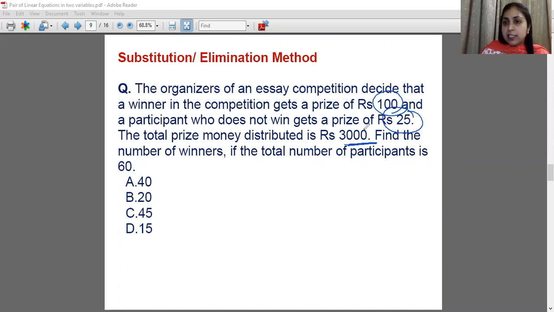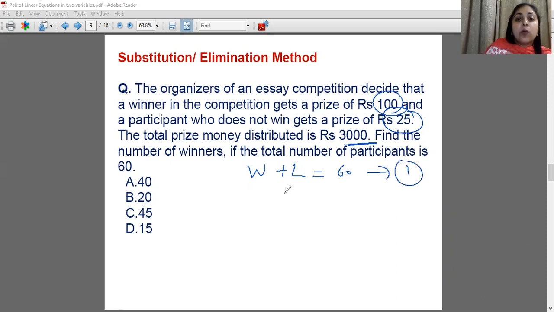So we have some winners and some losers in the essay competition. If I take W for the number of winners and L for the number of losers, then the total number of participants is 60. This is my equation number 1, right? Now, each winner will get 100 rupees, so 100W plus 25L. Why? Because each loser will get ₹25 and the total prize money is 3,000. Now I have two equations in this system.